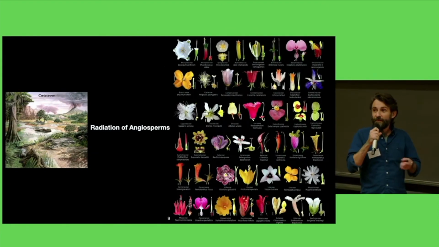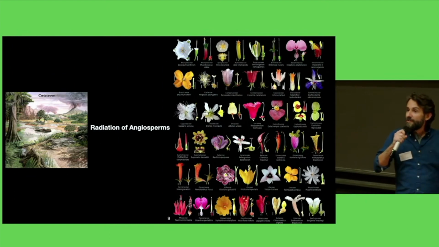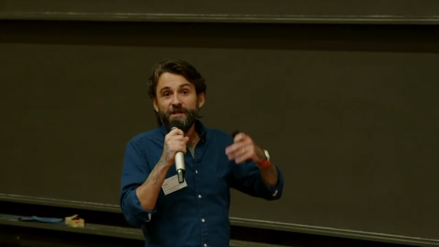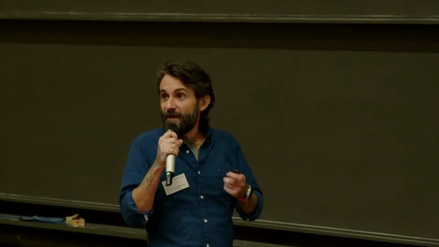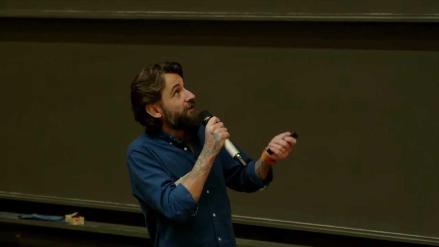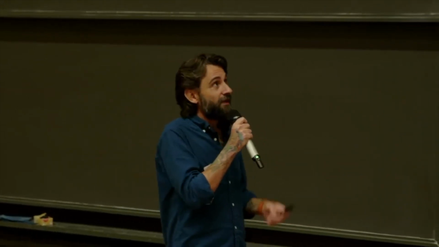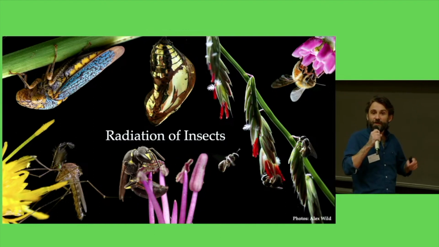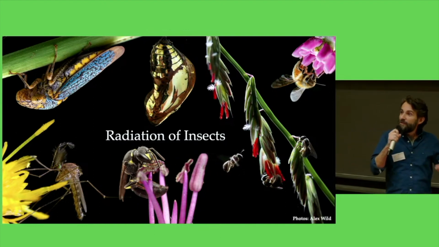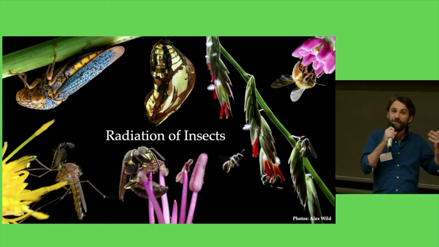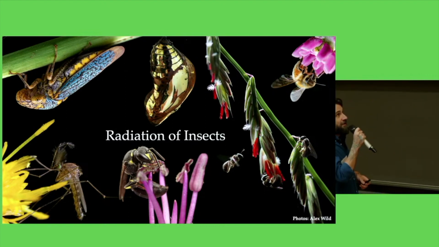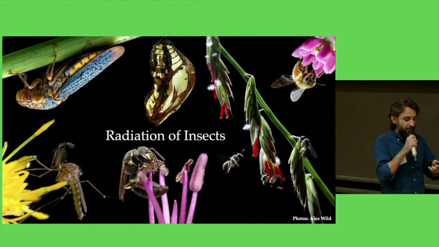So we have the radiation of angiosperms and all these new species and new lineages, which also means new opportunities to be exploited by insects. So together with the radiation of angiosperms, we have the coevolution with the insects. The insects were also exploring these newly evolving niches of the angiosperm, which are flowers, fruits, and all these new resources that were emerging back then.